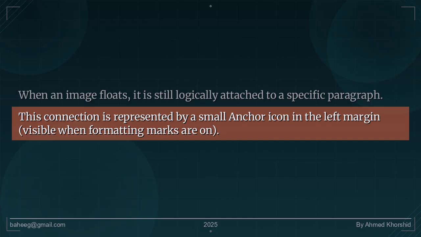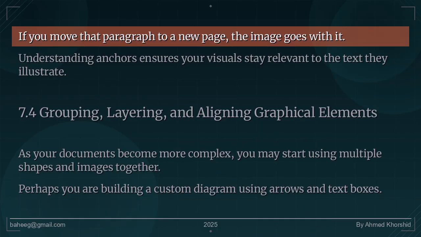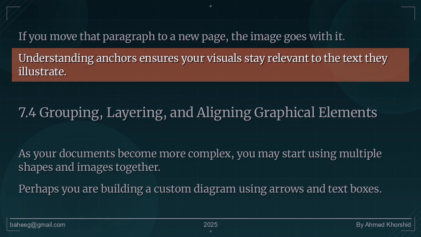When an image floats, it is still logically attached to a specific paragraph. This connection is represented by a small anchor icon in the left margin, visible when formatting marks are on. If you move that paragraph to a new page, the image goes with it. Understanding anchors ensures your visuals stay relevant to the text they illustrate.